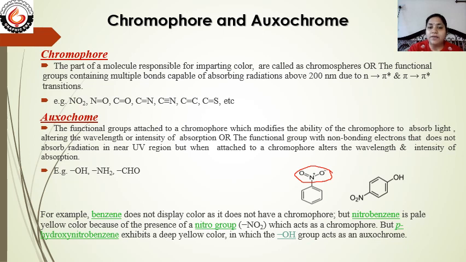And if we are talking about para-hydroxy nitrobenzene, so para-hydroxy nitrobenzene is having this oxochrome along with the chromophore. So this oxochrome will enhance the property of the chromophore, and the para-hydroxy nitrobenzene is of dark yellow color. So basically chromophore is a color imparting group, whereas oxochrome is a color enhancing group.